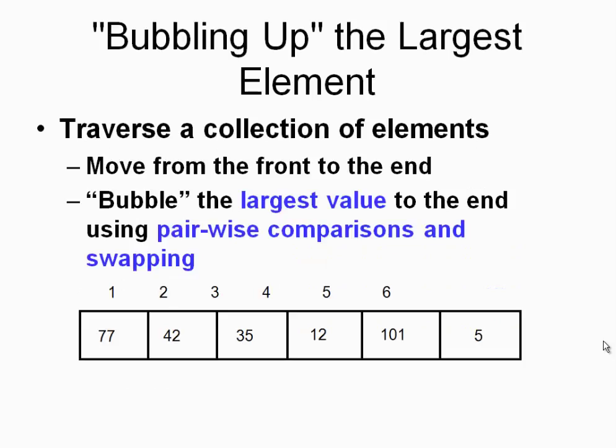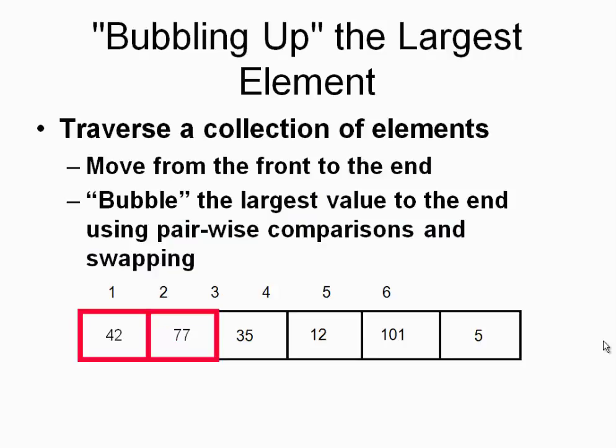Now let us see the bubble sort. In bubble sort, we are bubbling up the largest element. Traverse a collection of elements, move from front to the end, bubble the largest value to the end using pairwise comparison and swapping. Consider this array of 6 numbers.